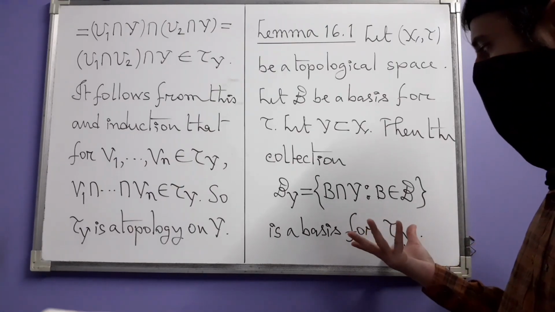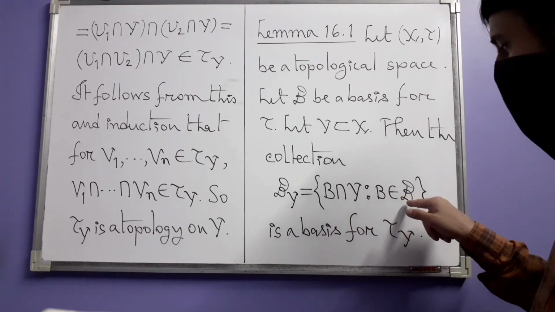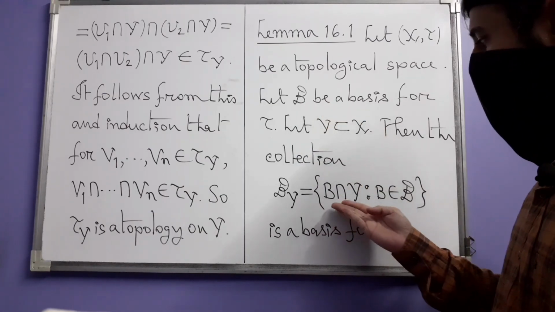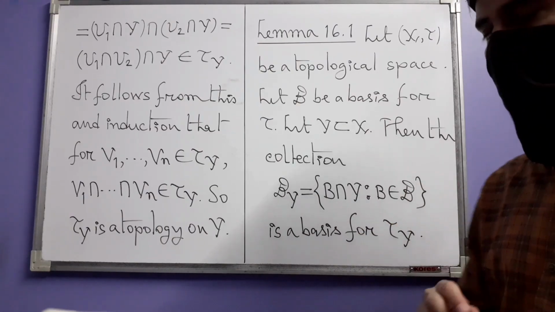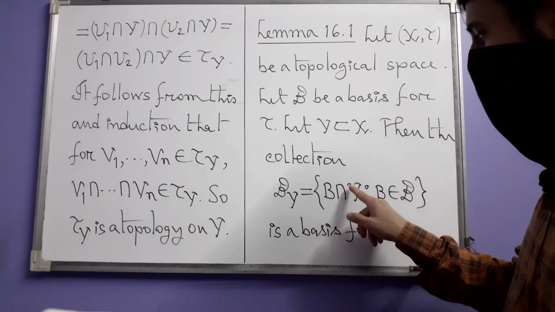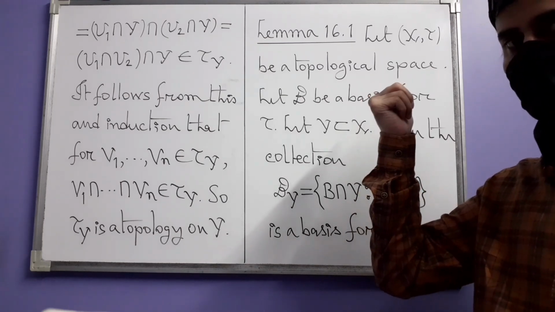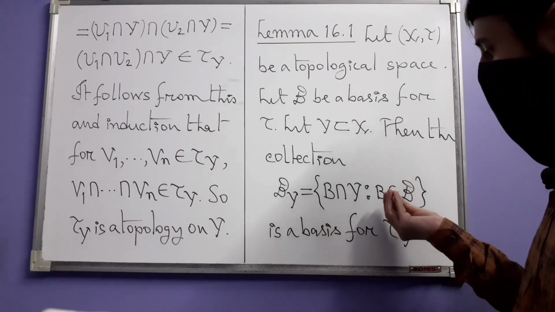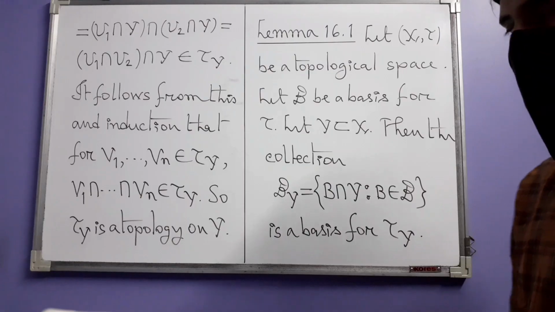What are the things in this collection? These are the intersections of all the basis elements from B with y. So it is somewhat like tau y itself. The only difference is that in tau y, we were considering intersections of y with the open sets coming from tau, but here more specifically we are only considering basis elements. So let us now prove this.